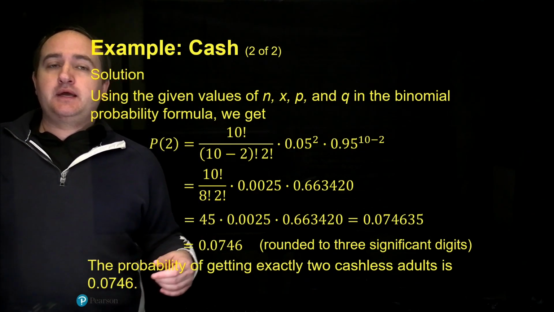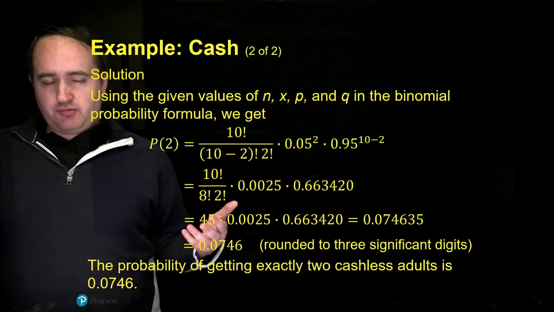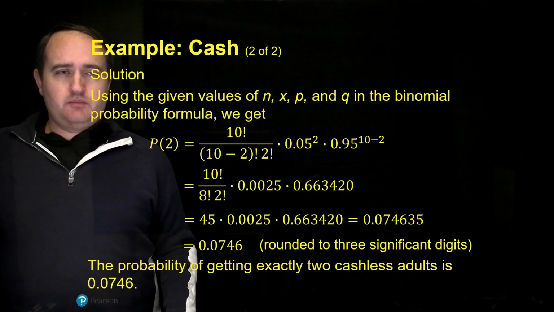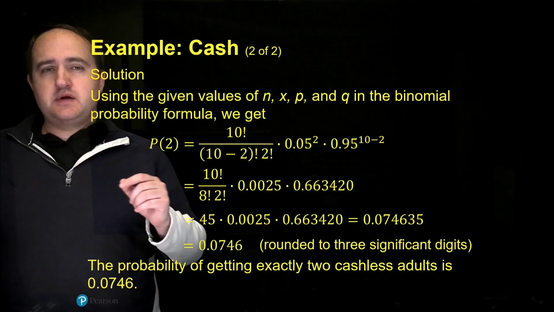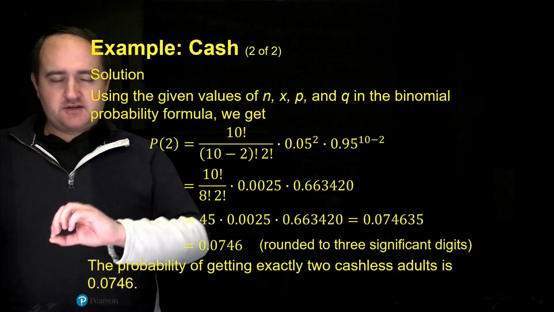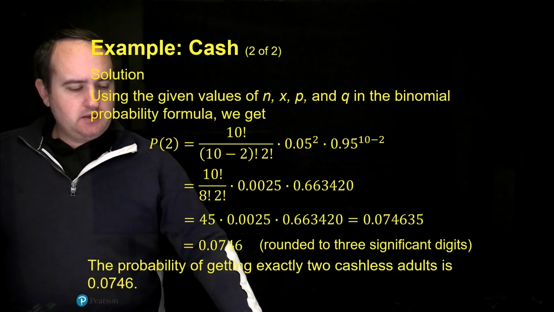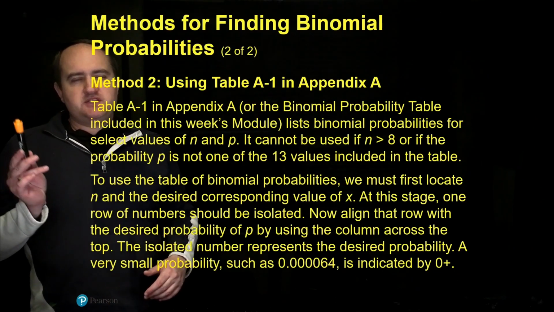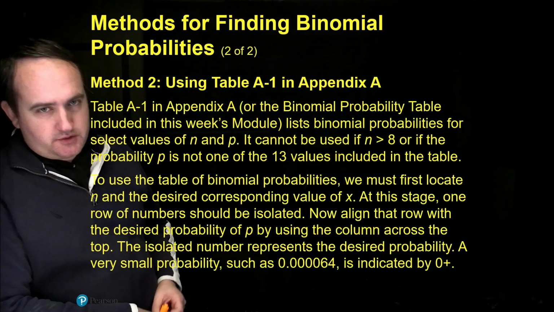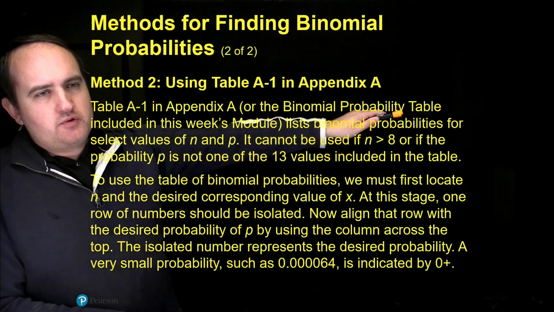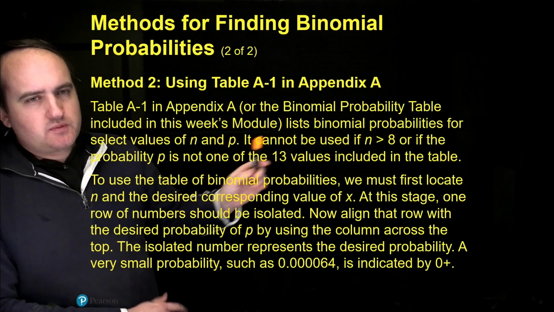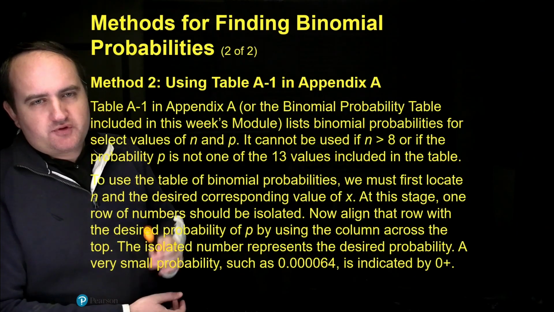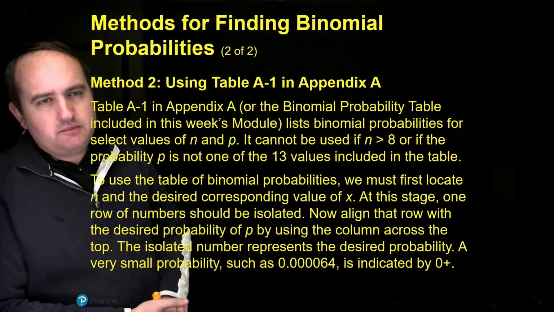But it turns out that it's easier to use a table in certain situations as long as P, Q, N, and R actually show up in the table. Okay, so I put a table in this week's module, the binomial probability table. It's included in this week's module, and it lists binomial probabilities for select values of N and P.